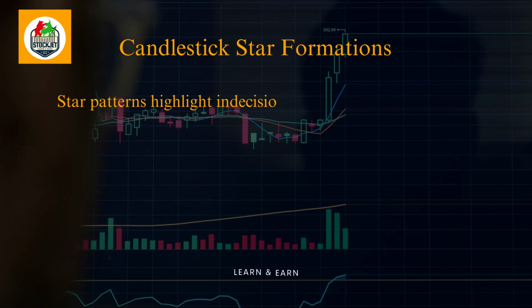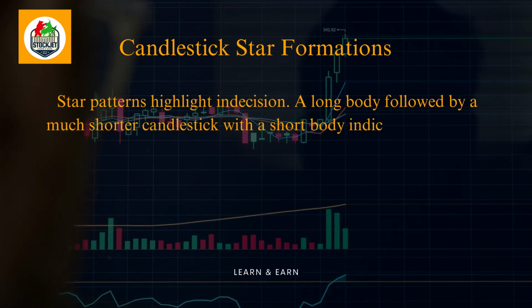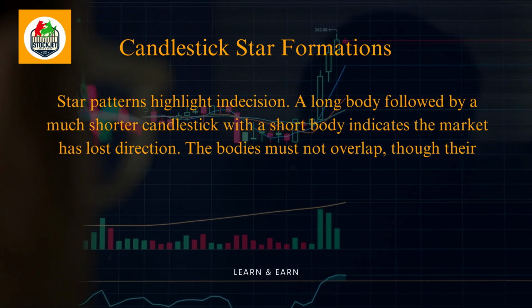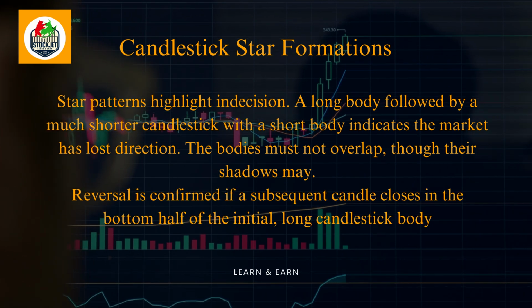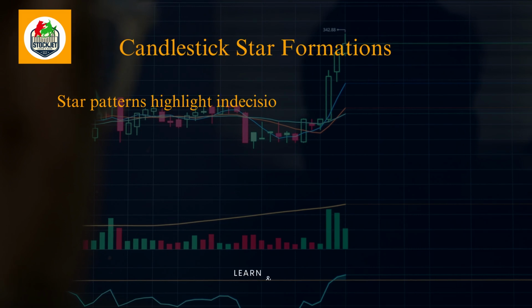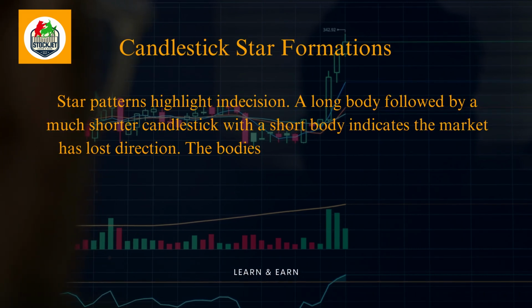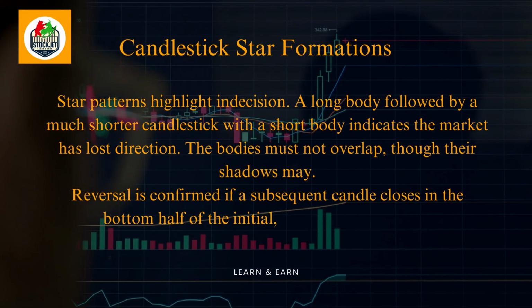Candlestick star formations. Star patterns highlight indecision. A long body followed by a much shorter candlestick with a short body indicates the market has lost direction. The bodies must not overlap, though their shadows may. Reversal is confirmed if a subsequent candle closes in the bottom half of the initial, long candlestick body.